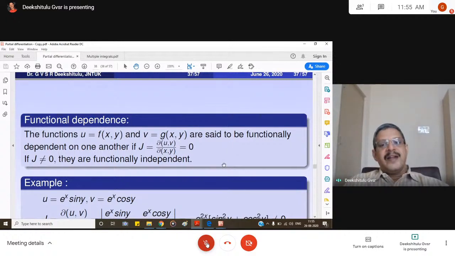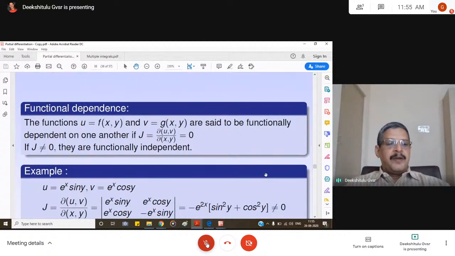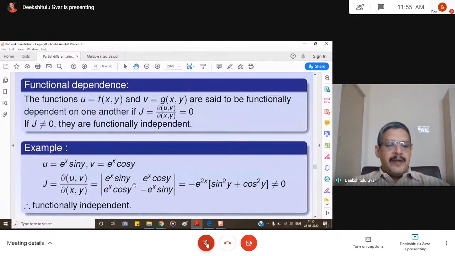So they are dependent. So how do you test the functional dependence or functional independence? For example, e power x and e power 2x, they are independent. One cannot be derived from the other. The functions u is equal to f of x, y and v is equal to g of x, y are said to be functionally dependent on one another if J is equal to ∂(u,v)/∂(x,y) is equal to 0. This is a very, very important result. Maybe direct questions may come from this. Maybe functions like this may be given to you, asking whether they are independent or not. You may be asked whether they are dependent or independent.